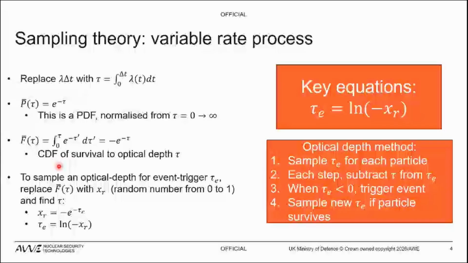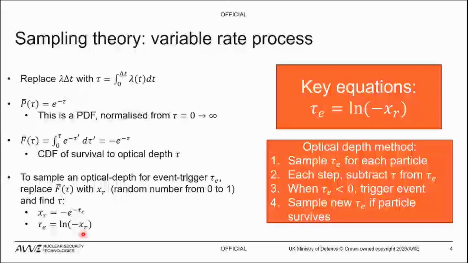And basically, by rearranging this, we can say that the optical depth of emission is equal to the natural logarithm of minus xr, where xr is a uniform random number. So for every particle, for every process, we will calculate ln minus xr, we'll sample a different xr for it, and that will be our optical depth to emission.